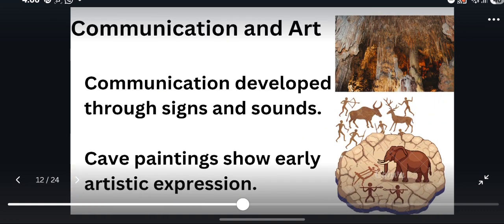Communication and art: communication developed through signs and sounds. Cave paintings show early artistic expression. You can refer to the image for the cave paintings and the artistic skill of the period.